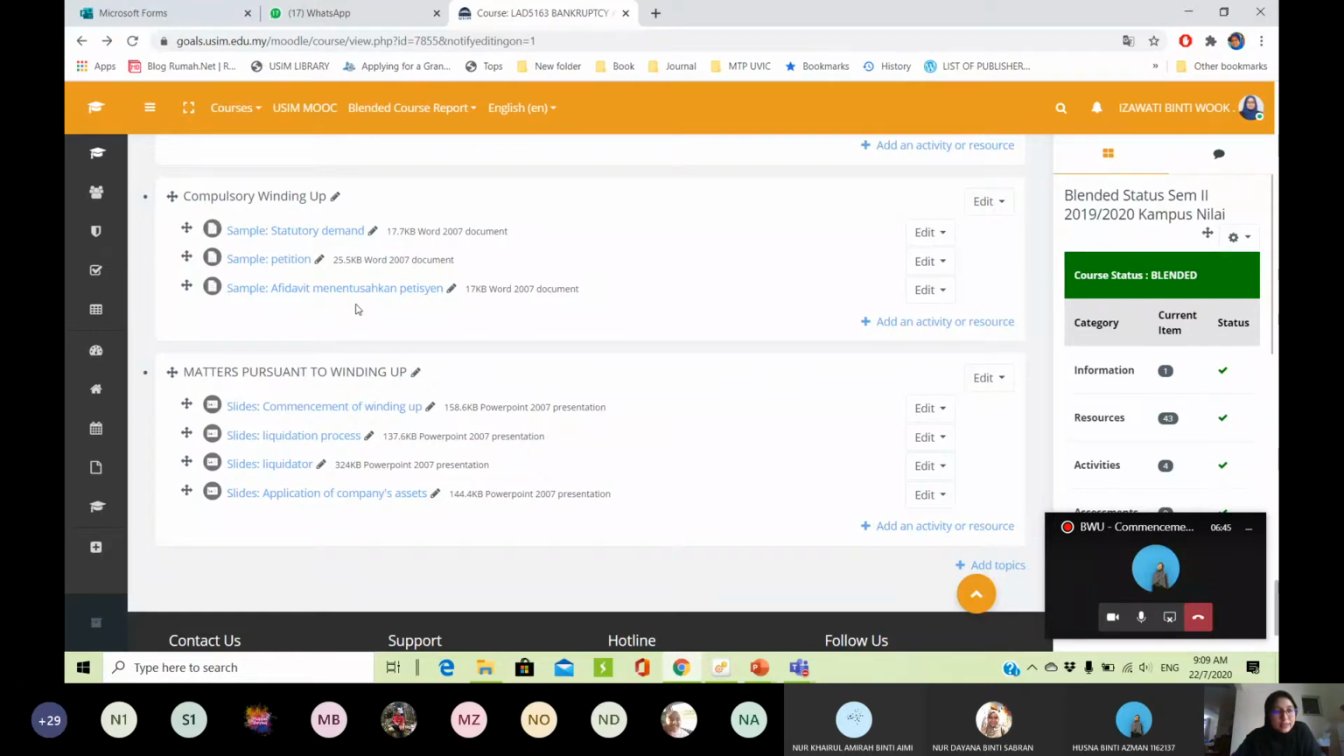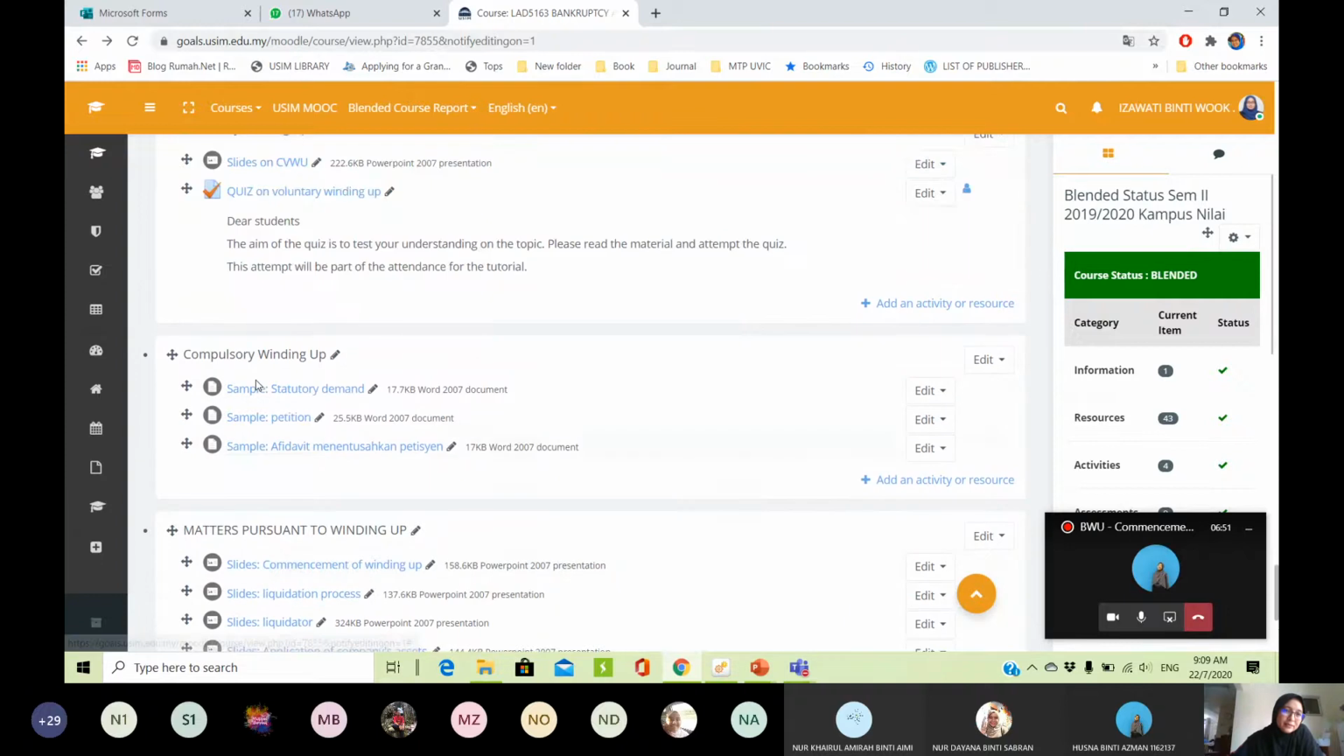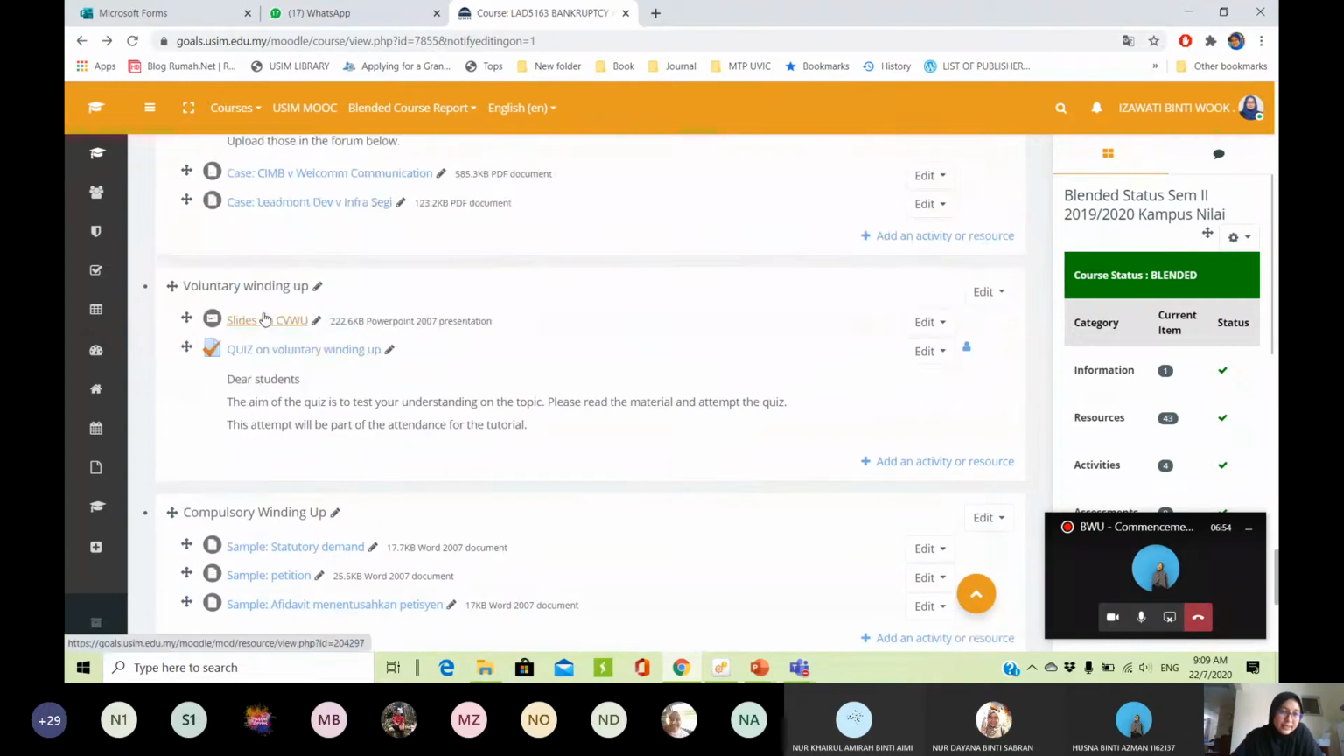Alright, for today, I would like to cover the matters pursuant to winding up. So what happened, for example, contohnya, voluntary winding up juga. Lepas je company tu has been wound up, what happened? So when the winding up of the company tu started, when is it? So what is the effect of the winding up? Okay, and then what is the process after that, till the end ataupun the company cease to exist.